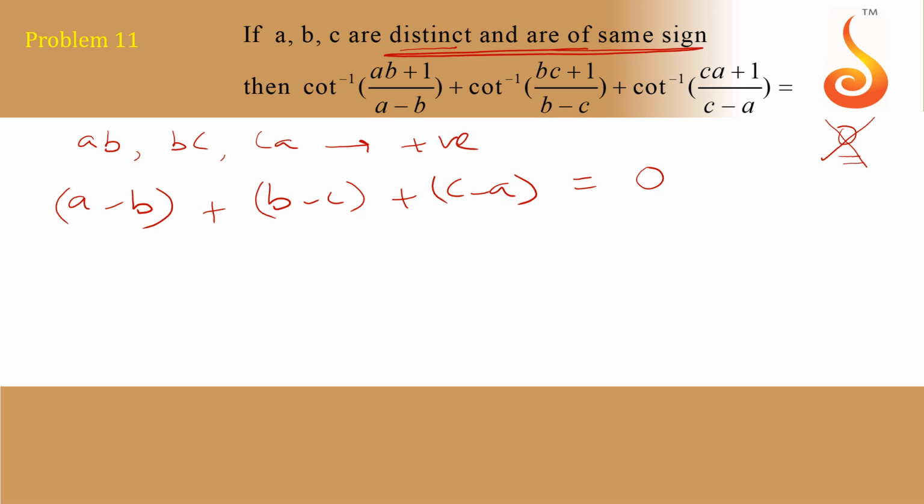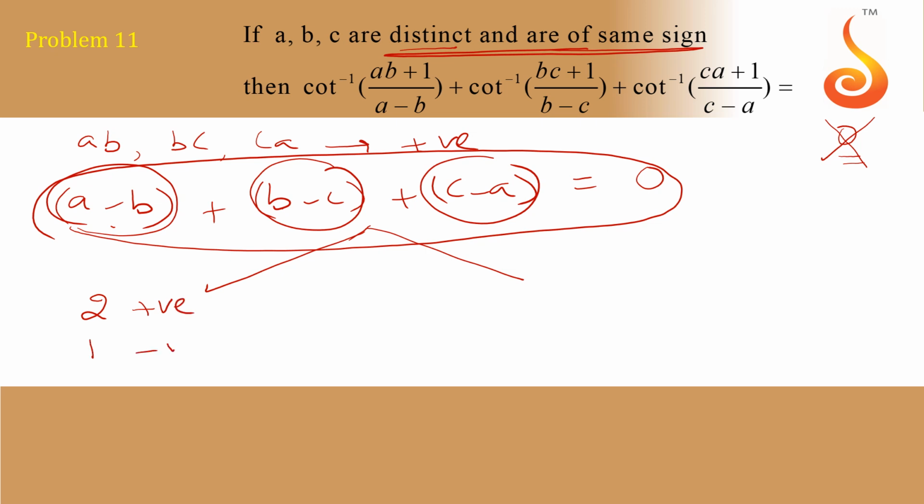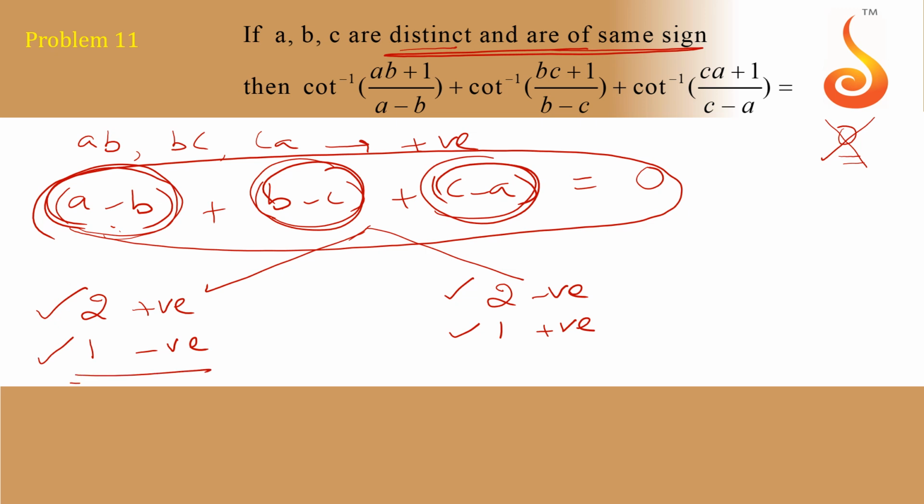When their sum is 0, there are two possibilities. These are A minus B, B minus C, C minus A. There are 3 quantities whose sum is 0. So among these 3, 2 can be positive and 1 must be negative because the sum must be 0. Or 2 can be negative and 1 must be positive. They are the two possibilities. Among the 3 quantities, 2 positive and 1 negative, or 2 negative and 1 positive.